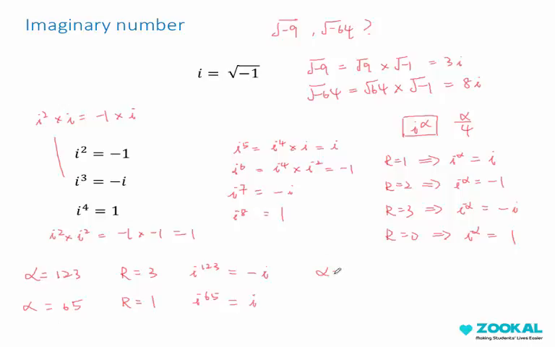If alpha equals 124 and I take 124 divided by 4, my remainder equals 0. So i^124 equals 1. If alpha equals 142, you take 142 divided by 4 and you get the remainder as 2. So i^142 equals -1. So take note of this remainder and which category it falls into. So this is the imaginary number.